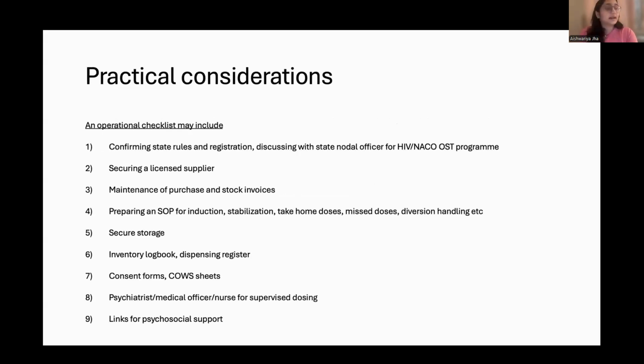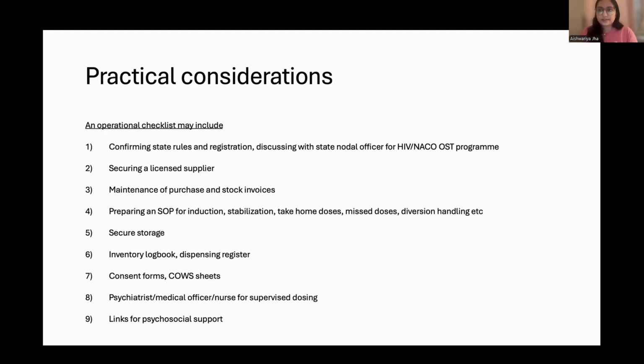Finally, I want to talk about practical considerations. When we're looking at buprenorphine dispensation as a private practitioner or maybe in a clinic, earlier, I think pre 2018, there was a clause that said that buprenorphine can only be dispensed by a de-addiction center. But then the Psychiatric Association said that because of this clause, the availability of buprenorphine is quite limited across the country, so they've changed that. And now a psychiatrist can apply for a license.